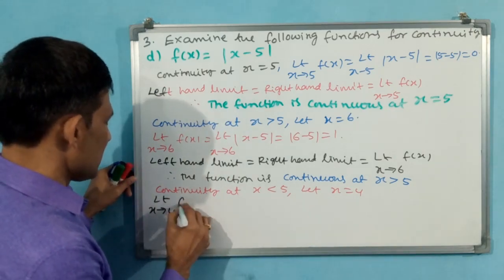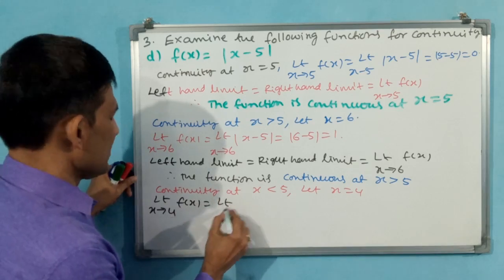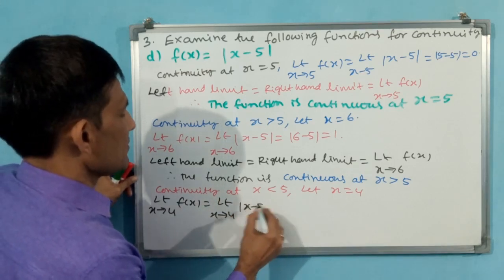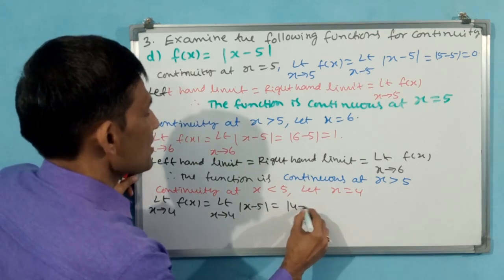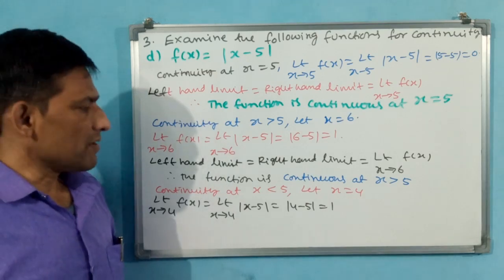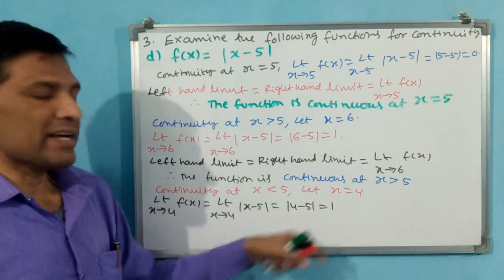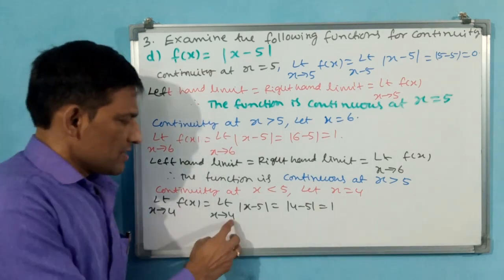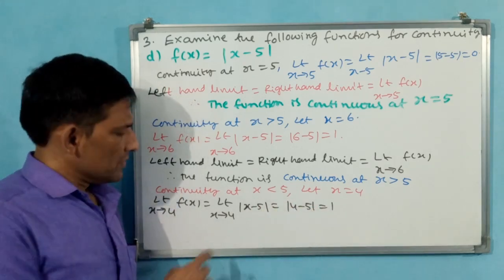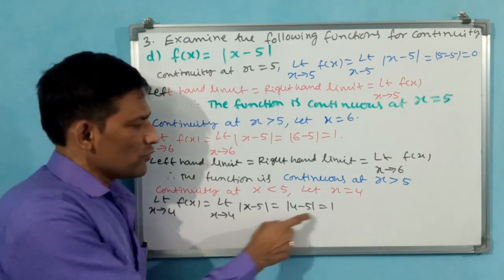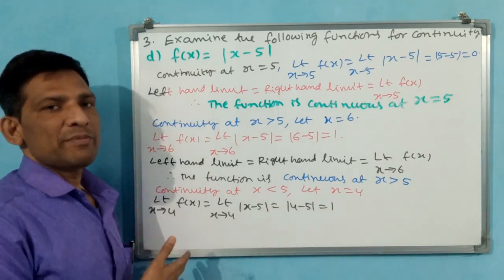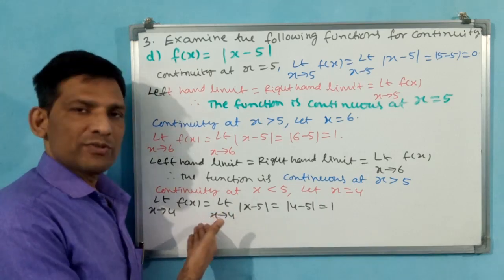Limit x tends to 4 f of x is equal to limit x tends to 4 modulus x minus 5, that is equal to modulus 4 minus 5, that is equal to 1. Because minus 1 will come, but the modulus will make it as 1. Now you tell me, slightly less than 4, if I give, 1 only is going to come. Slightly greater than 4, if you give, 1 only is going to come. That means we can say that left hand limit is equal to right hand limit is equal to limit x tends to 4 f of x.